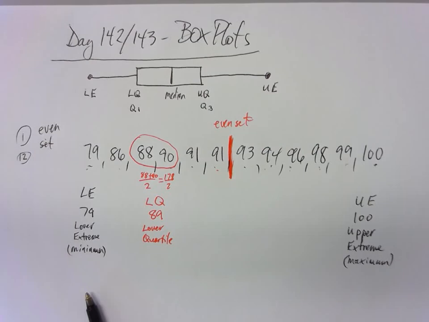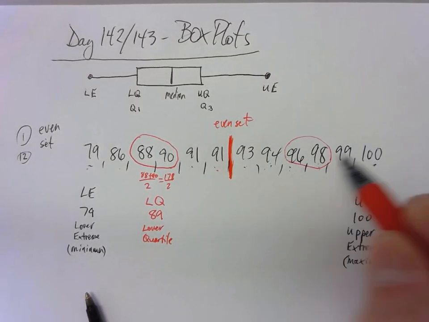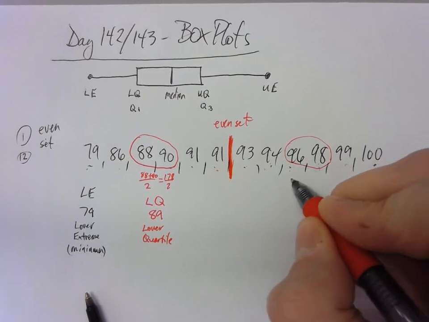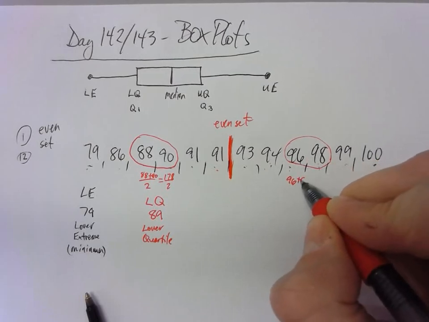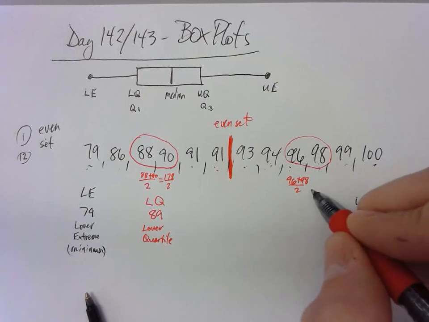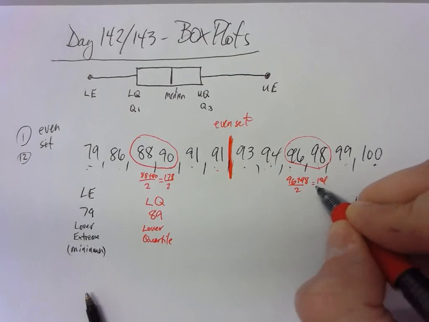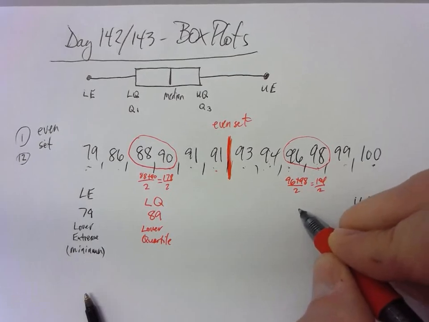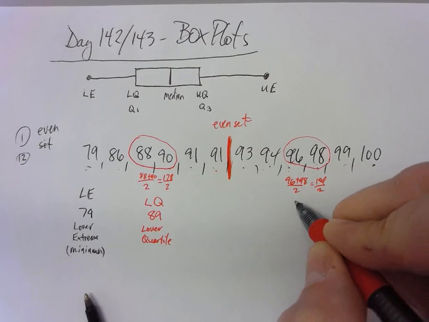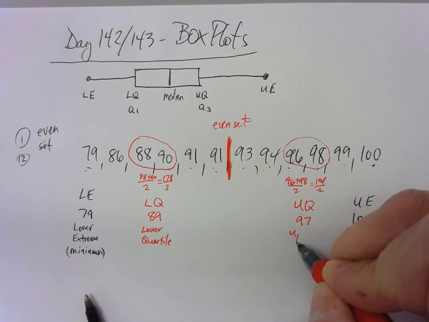Alright, so then we're going to come over here and do it on the upper side. Same kind of thing. We've got 1, 2, 3, 4, 5, 6. These 2 are in the middle, so you add those 2 together: 96 plus 98 and divide by 2. If you do that, 96 plus 98 is 194, divided by 2, which is 97. Okay, so the upper quartile is 97.